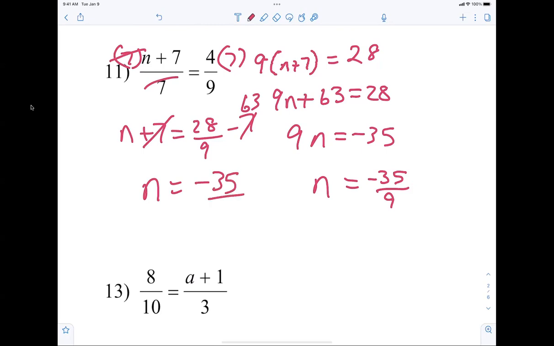35. Now, how did I know it was negative 35 without doing any work? It was already done for us. Does everybody see that now? So you get to choose. Oh, it's negative 35.